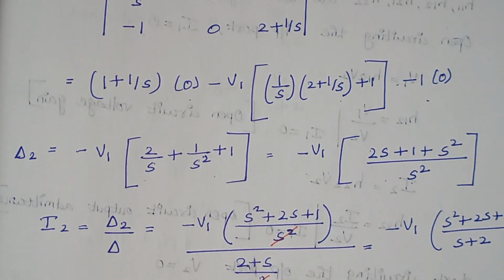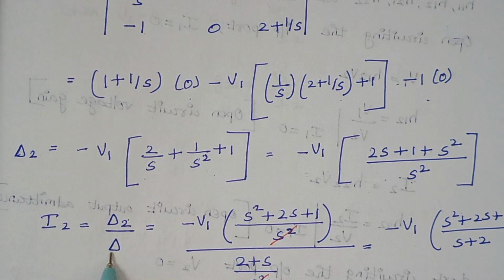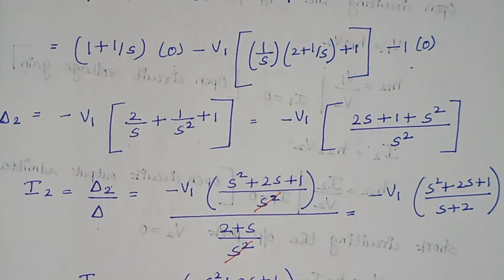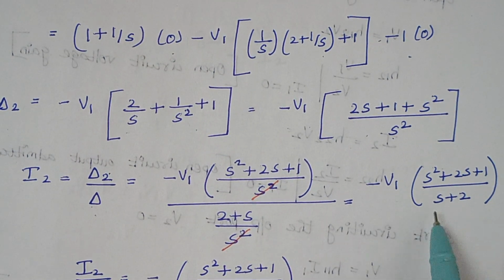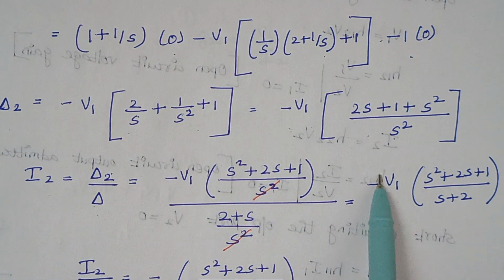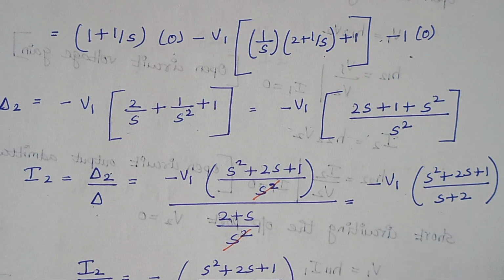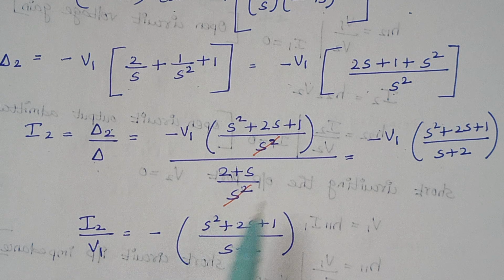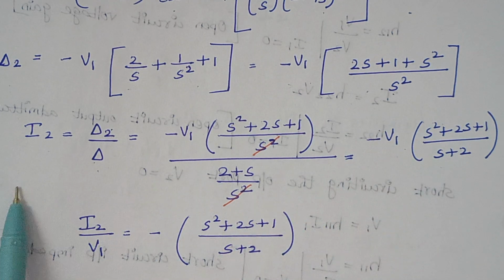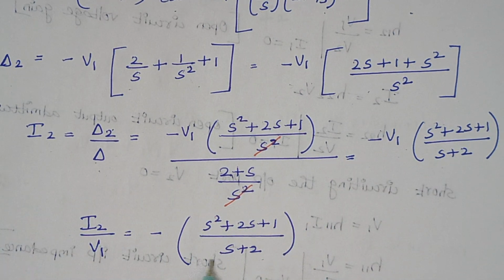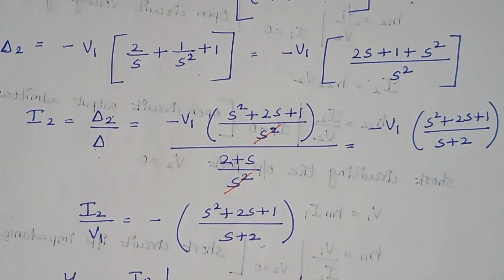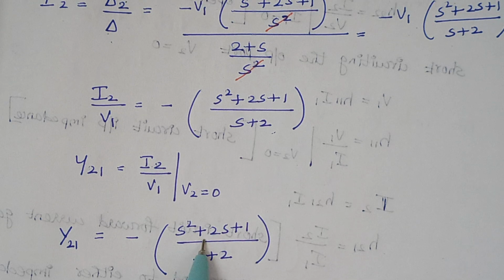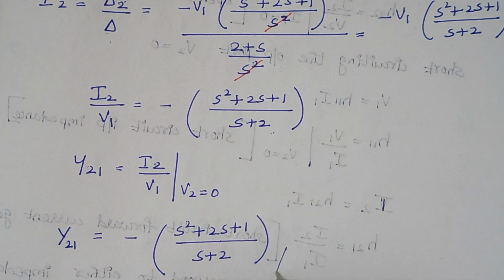So what is I2? I2 is nothing but del 2 by del. We know what is del 2 and del, so just substitute the values. Once you substitute, you see here we get I2 is equal to minus V1 into this term. What we actually need is I2 by V1. So here I am moving this V1 to the left hand side, therefore I am ending up with the expression like this. So finally what is the value of Y21? It is given by minus of (s square plus 2s plus 1) divided by (s plus 2).